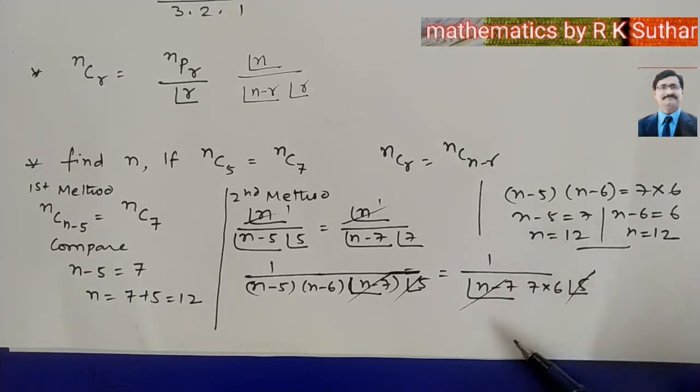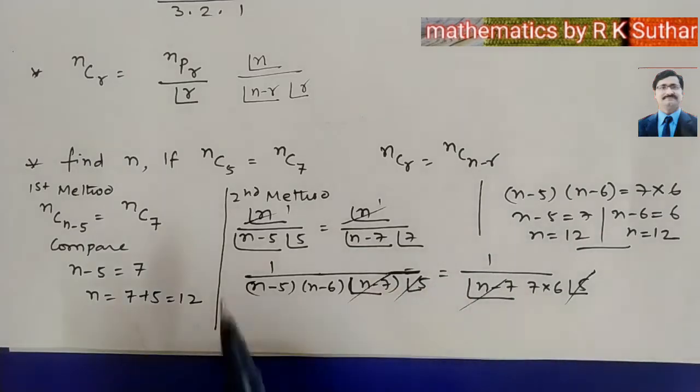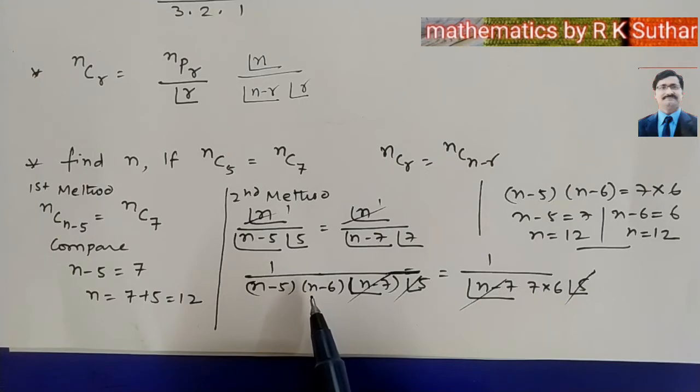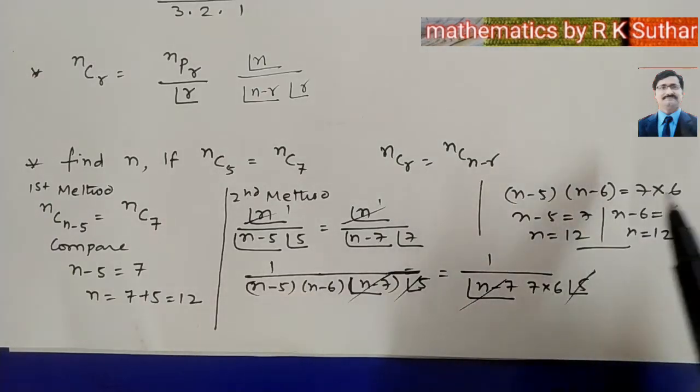Now we can cancel factorial 5, and factorial n minus 7 we can also cancel. Now for the remaining, we cross multiply, and we get n minus 5 into n minus 6 equal to 1 into 6.